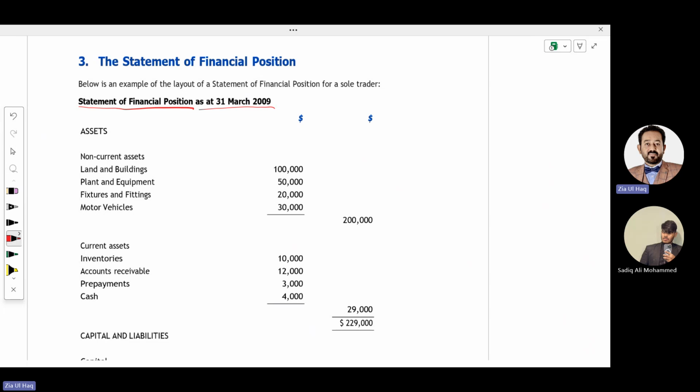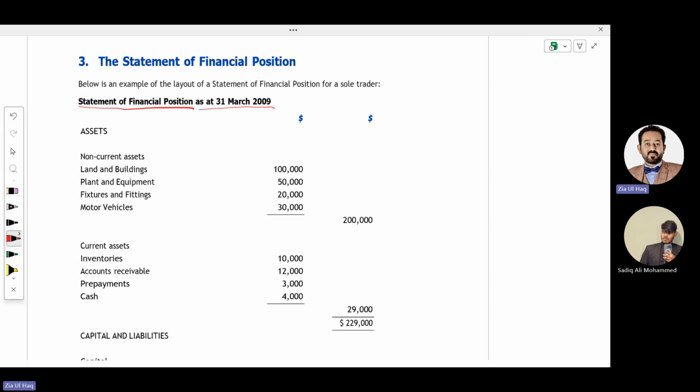Statement of financial position includes only assets, equity and liabilities. Income and expenses we record in the profit and loss account. Assets, equity, liabilities we record in the balance sheet, meaning statement of financial position.